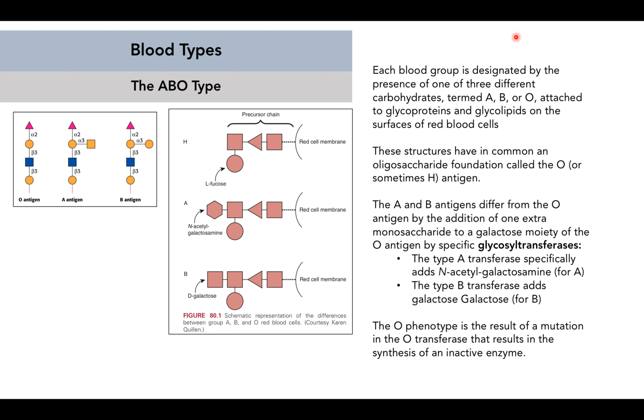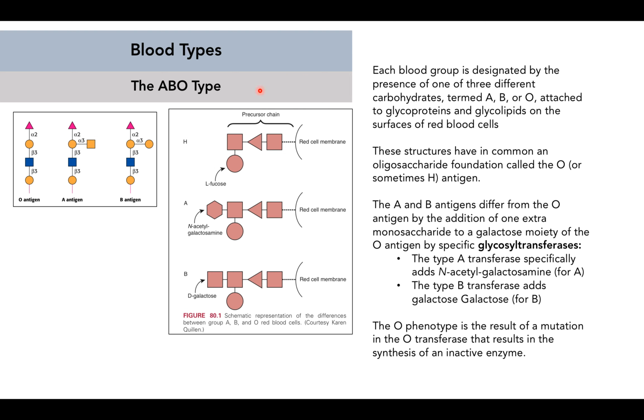Each blood group is designated by the presence of 3 different glycoproteins, which is the A, B, or O antigen. So in your red blood cells, you can either have the A antigen, the B antigen, or the O antigen. So the O antigen itself is common across all types. As you can see, this is the O antigen. The O antigen is also called the H. So just don't get confused here. This H also means O.